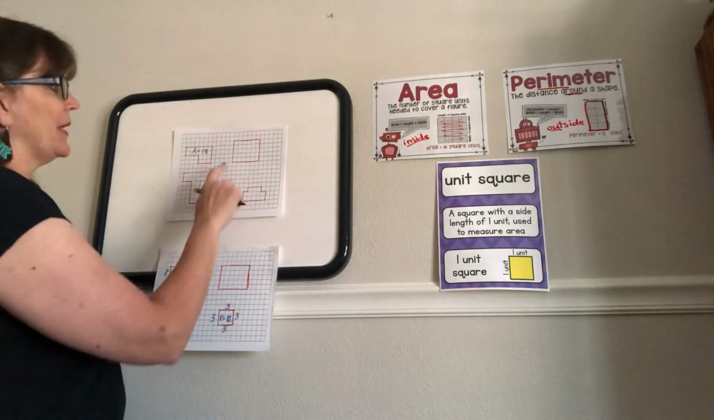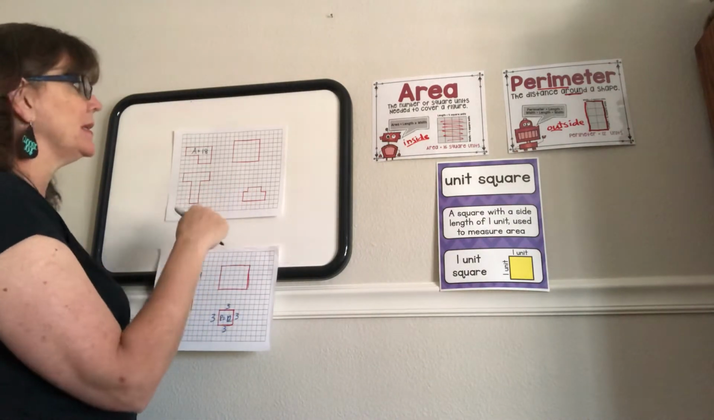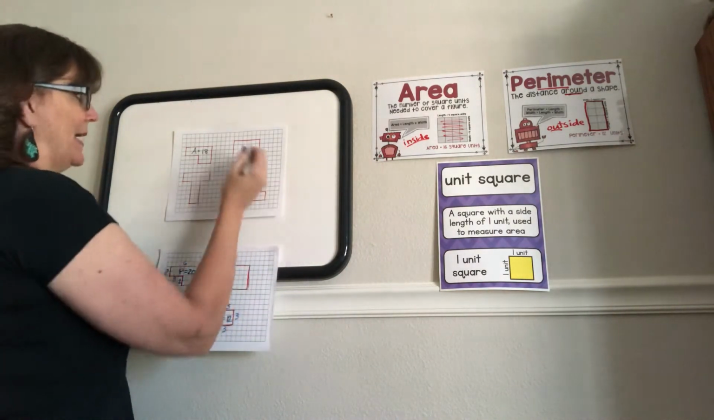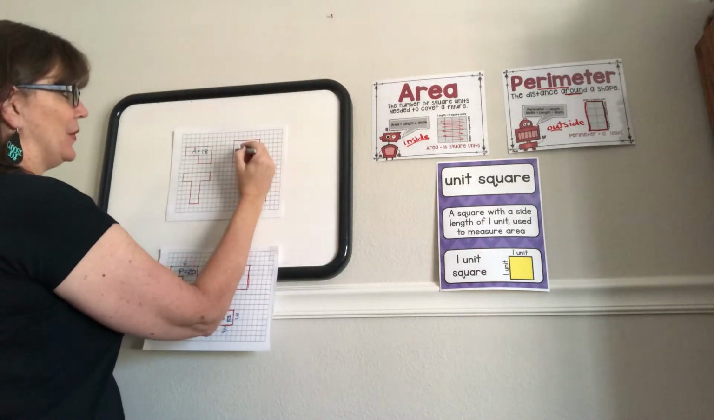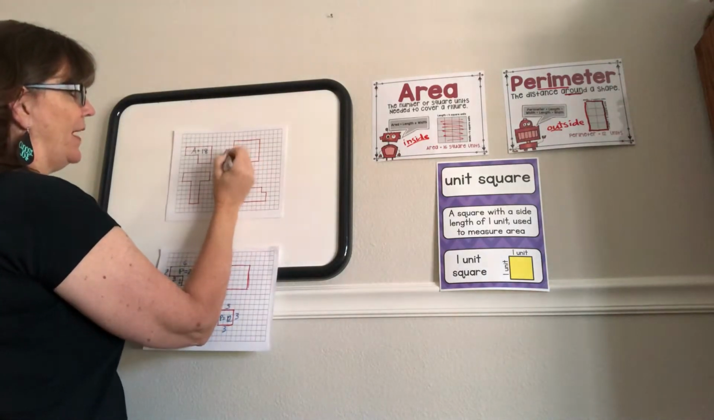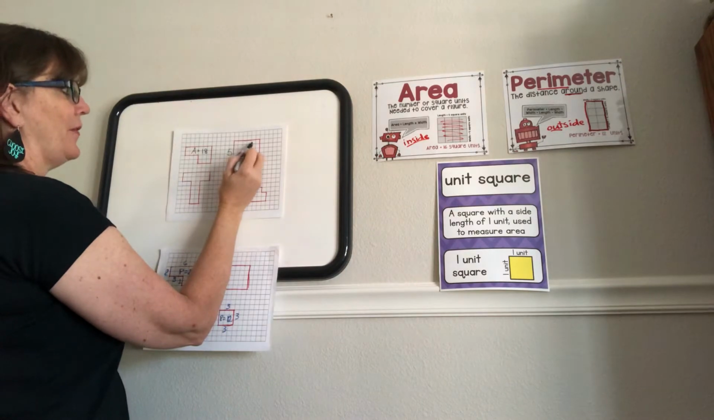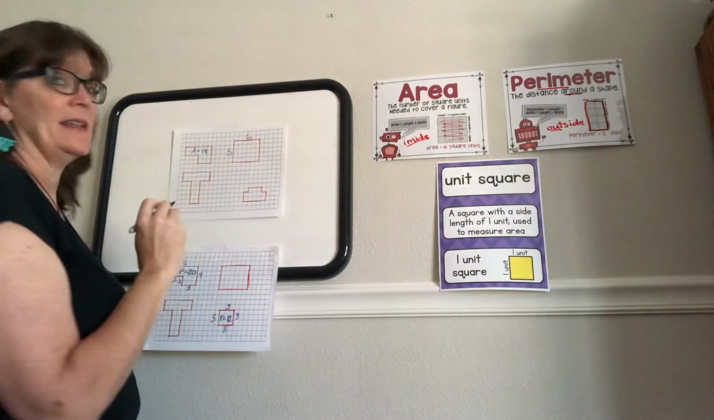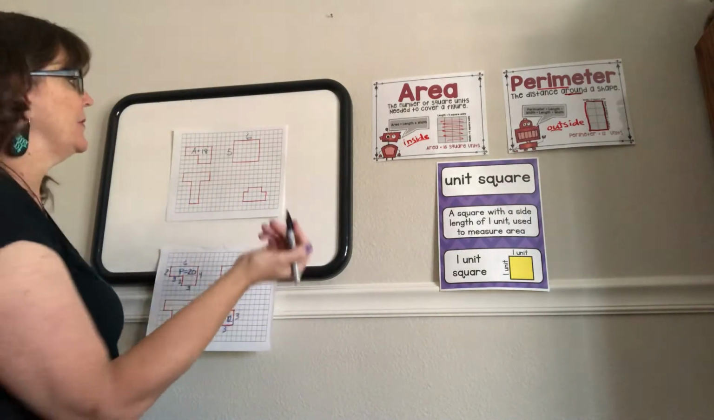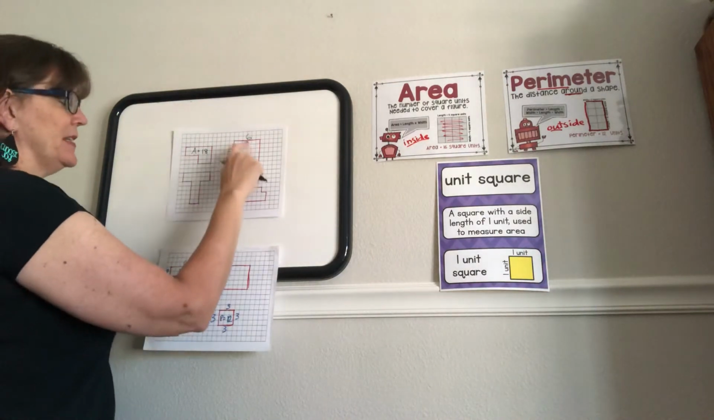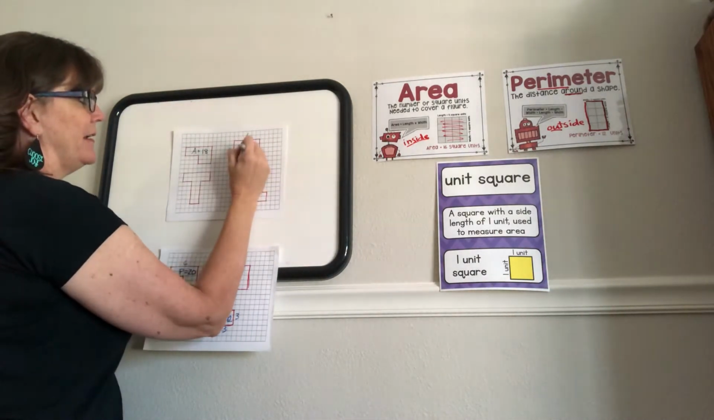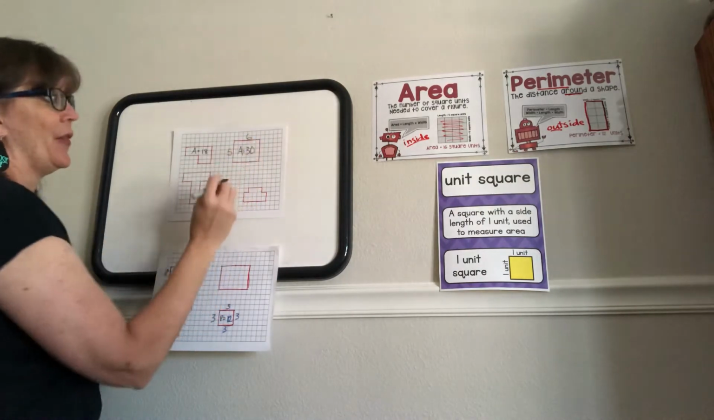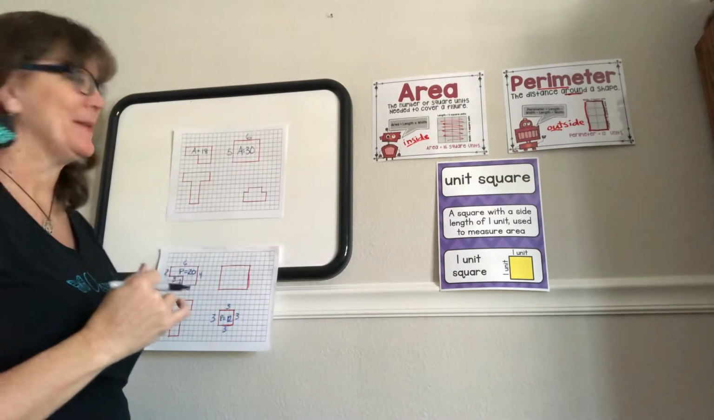Here I have a figure, a rectangle, that has the same number of rows and columns. When I have the same number of rows and columns, I can multiply. So I have 1, 2, 3, 4, 5 rows, and 6 in each row. So then I just multiply. 5 rows of 6 is 30. So the area is 30 unit squares.